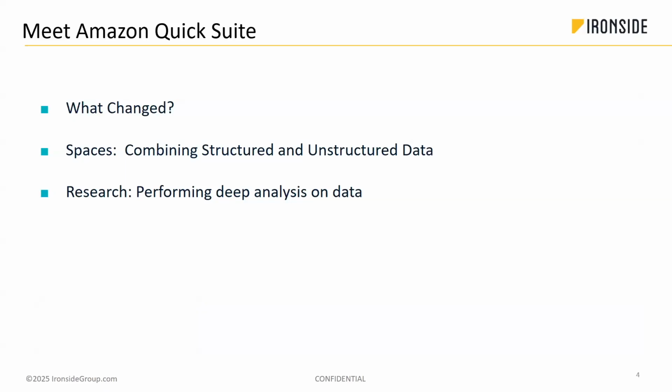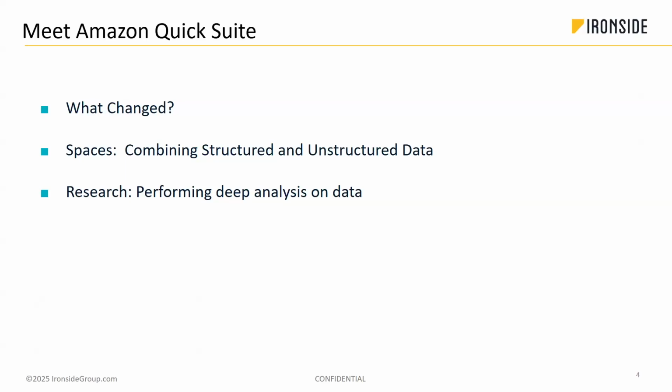So we're going to talk quickly about what changed. If you are a daily QuickSight user, you've probably seen the changes. This will be going live the day those changes also go live. If you haven't logged into QuickSight in a couple of days, you may want to go take a look because it looks a little different. And we're going to talk about a couple of the new things in there. Spaces, which lets you combine your QuickSight structured data with unstructured data that you upload or connect to from S3 or other data storage locations. And then Research Agent, which lets you do deep analysis on data. And with that, I'm going to hand it over to Marissa, who's going to talk about the QuickSight to Quick Suite transition and take it from there.